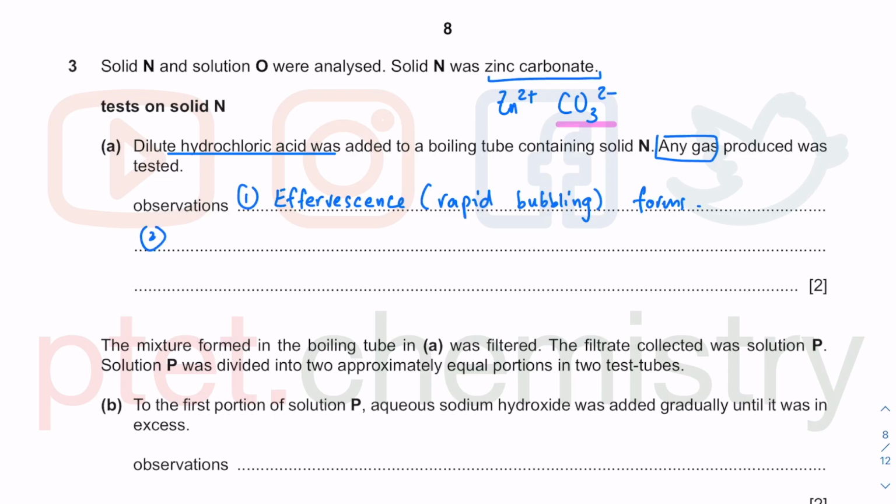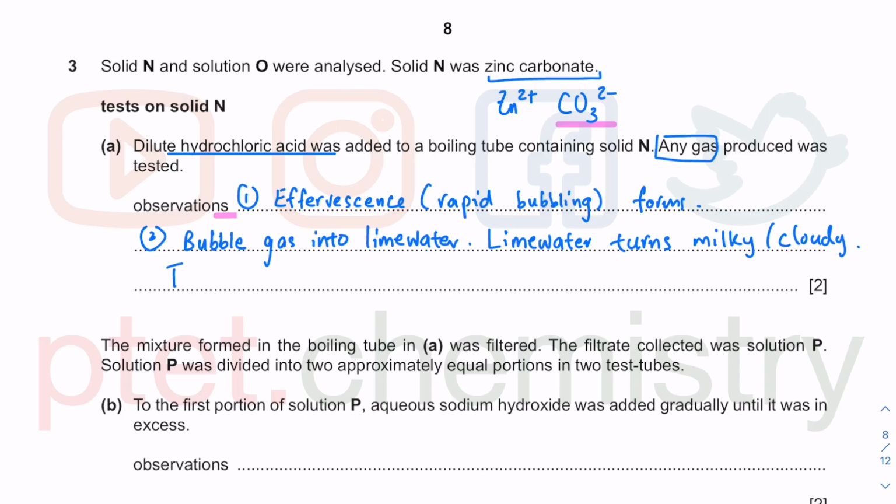They're asking for observations, because with any gas produced, for example when you get effervescence or bubbling, indicating that a gas is produced, what we can say is bubble the gas into limewater. When you bubble the gas into limewater, this is the test for carbon dioxide gas. So limewater will turn milky or cloudy, whichever one you use will be alright. Then identify the gas only after you get a positive result. The gas produced is carbon dioxide because you had just reacted zinc carbonate plus your dilute hydrochloric acid, which will give you the salt zinc chloride, and carbon dioxide and also water.